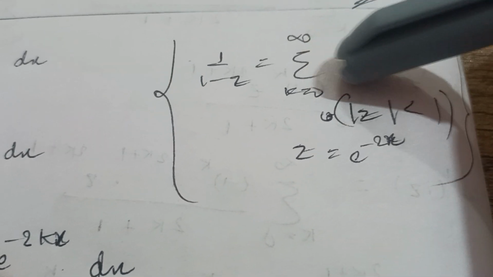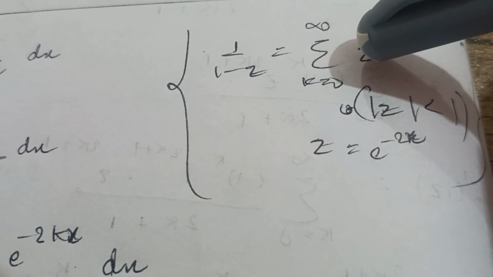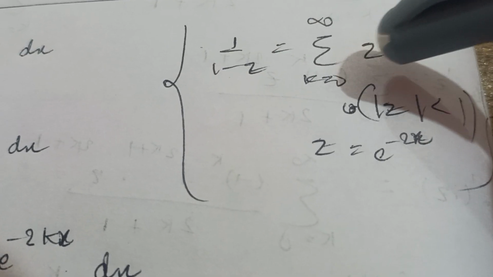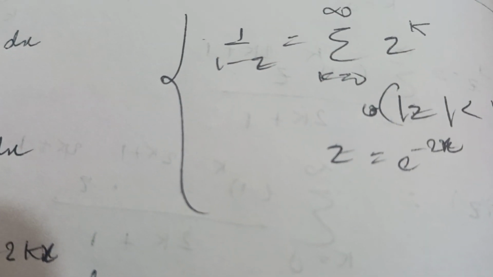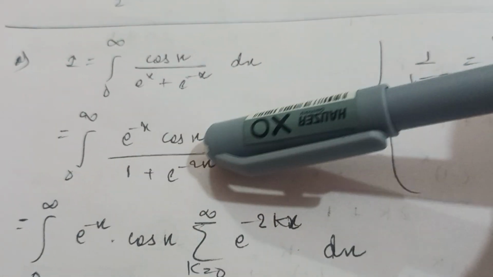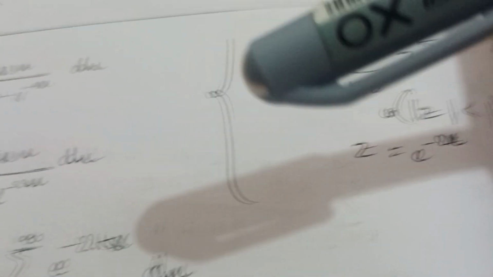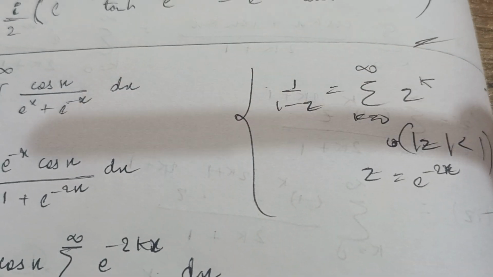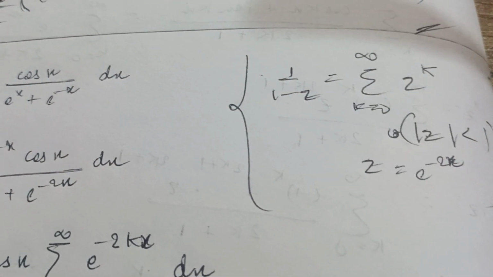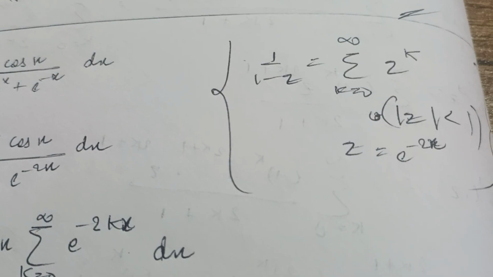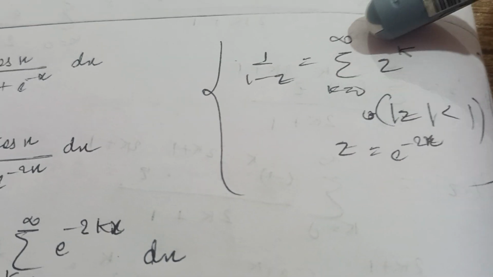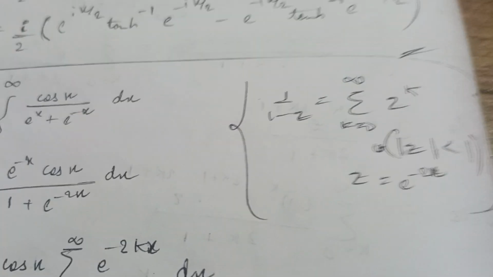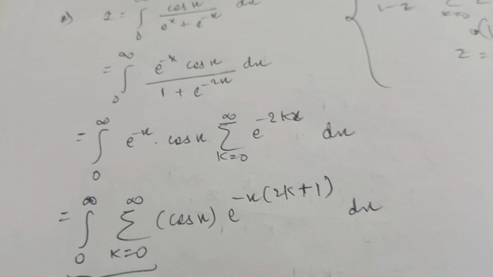Of course there is a condition that the absolute value of z, the modulus of z, should be less than 1, and since I am using e to the power minus 2x as z, e to the power minus 2x is also between 0 and 1. You can check the value, or you can draw the graph of e to the power minus 2x, and you will see it. So of course e to the power minus 2x will satisfy this formula, so we can move on using it.